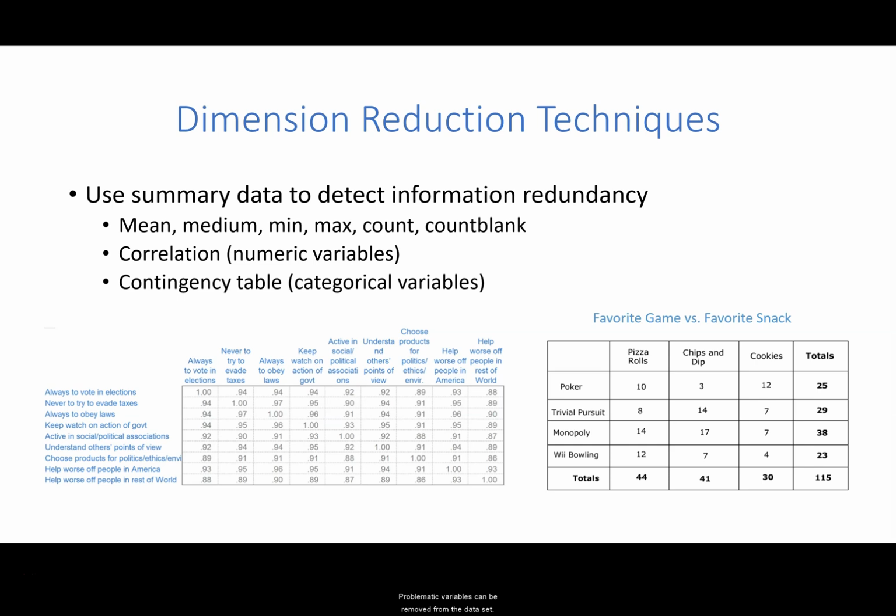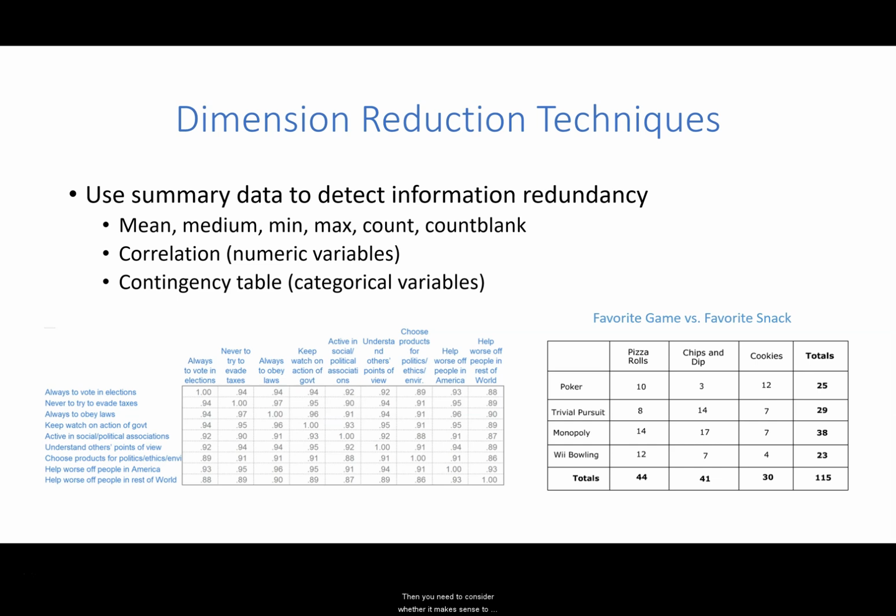Problematic variables can be removed from the dataset. Correlation, which looks at the mutual relationship between two variables, can also be used on numeric variables to identify information redundancy. When two variables are highly correlated, either positively or negatively, there is a high degree of information redundancy between them, meaning that the information in one variable may be repeated in another variable.